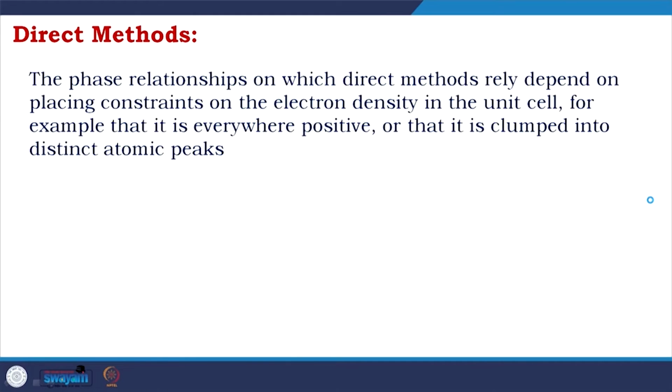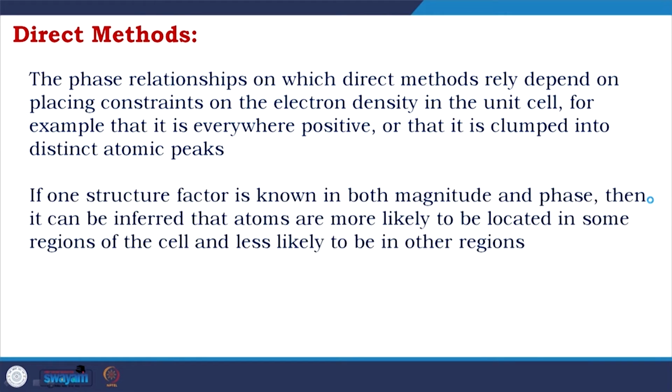The phase relationships on which direct methods rely depend on placing constraints on the electron density in the unit cell, for example, that it is everywhere positive or that it is clumped into distinct atomic peaks. When you have a very complex molecule like a protein, it is difficult to find them out, but when you have a small molecule and you know the information, it is easier.